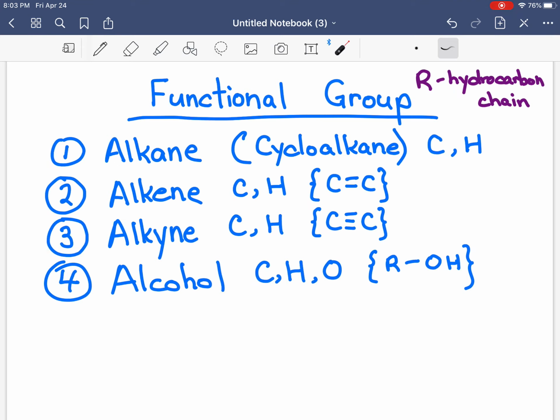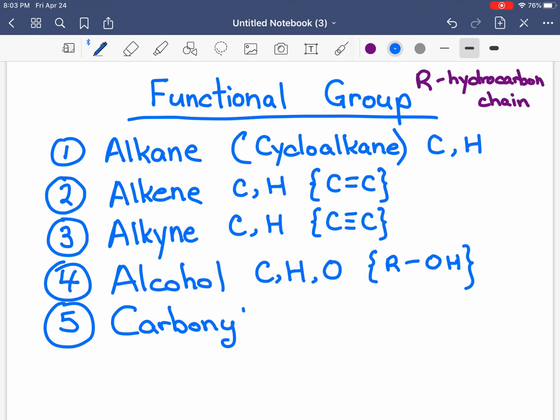In case you're wondering, are there more than 4? Oh yeah, there's a whole lot more. Number 5 is called carbonyl. Okay, the carbonyl group is divided into 3 families. Well, before we begin, this also involves C, H, and O. And what's special about these guys is C double bond O is always involved. Okay. Now, as I said, the carbonyl group consists of 3 families, which we will talk about later on.